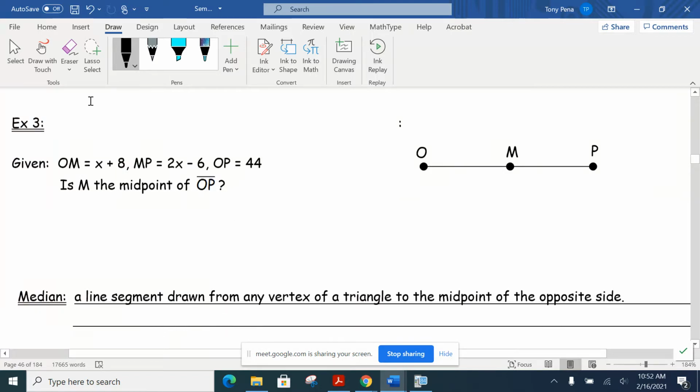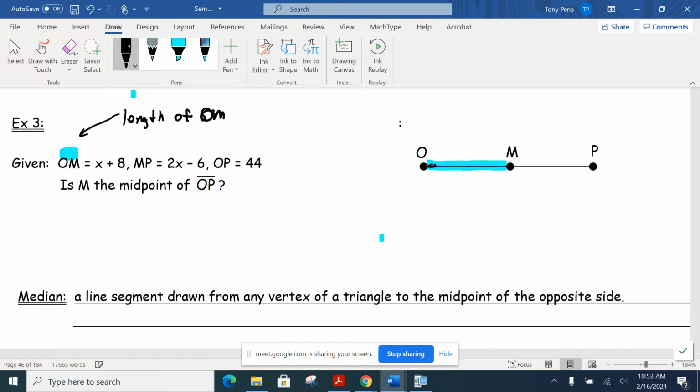So this is now telling you that OM is x plus 8. So if I go to OM, it's just this interval here. Also, let me point this out: notice how there is no little symbol above OM, no symbol above MP, and no symbol above OP. The way this would get read, when there's no symbol above it, is that we're looking for the length of OM. So the length of OM, what I have highlighted in blue, is x plus 8.